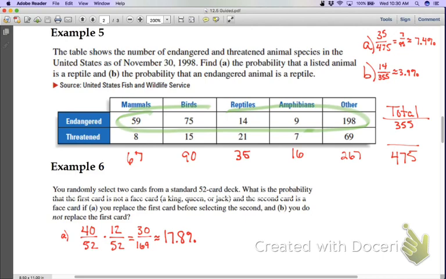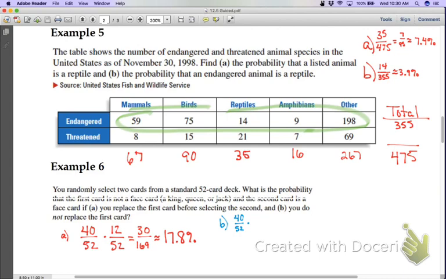What's going to change on part B if I don't replace the card? If I draw the card out and I leave it on the table and the other person's still holding the deck of cards, it's still 40 out of 52 because that didn't change as far as the starting spot. So as far as part B, it's still 40 out of 52 for me to draw a non-face card.